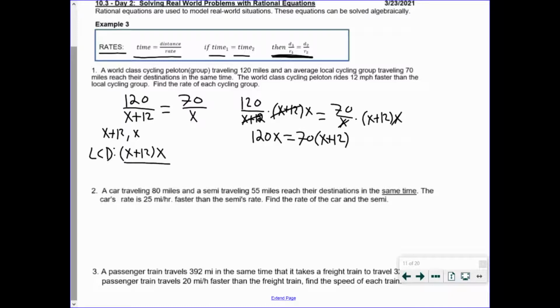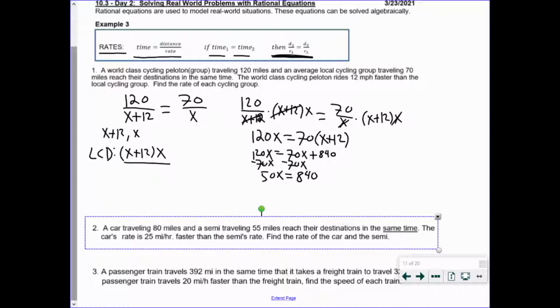Now we need to distribute out that 70. When we do, we get 120x equals 70x plus 840, since 70 times 12 is 840. Now we're just solving for x. We subtract the 70x over, and we get 50x equals 840. Let me give myself a little more room.